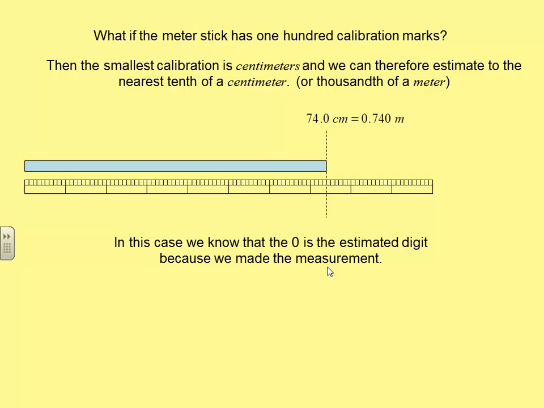Okay, we need these rules because we need to understand if we share a measurement or if we look at somebody else's measurement, what precision are they really talking about? Does this 0 count or not?